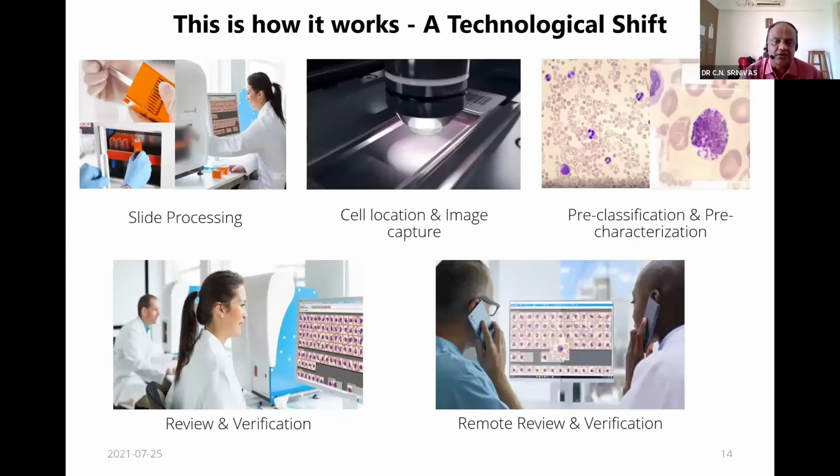So this, in short, is the process which happens in digital imaging. The slides are processed by the digital imaging system. The microscopes inside the digital imaging system can capture the cells, and the differential can happen. There is a pre-classification or a characterization of the cells. It can be reviewed either next to the computers provided by the digital imaging system, or remotely. And you can have a remote verification with one of the pathologists from India, or from abroad, or in the same circle.